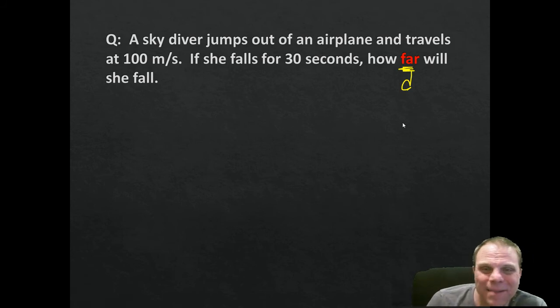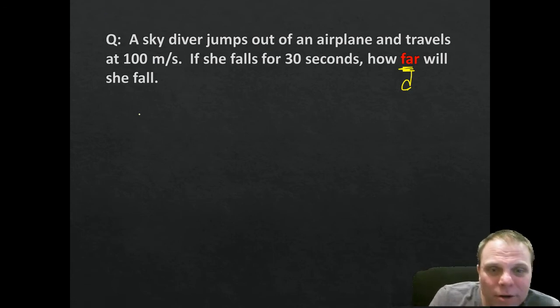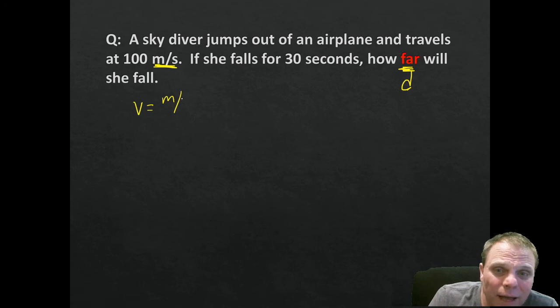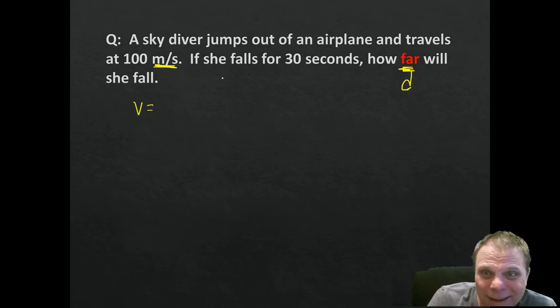And we're back. Okay, so we've got this value of 100 meters per second. We notice that this has meters per second. That's a speed, so that's our velocity. We're going to go ahead and put it under velocity. It may not necessarily have a direction. In this case, he's traveling down, we would assume, if he's jumping out of an airplane.